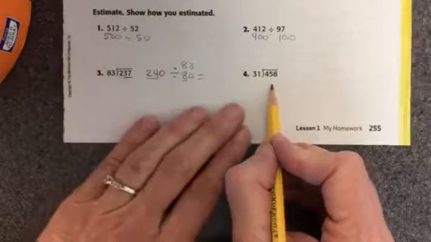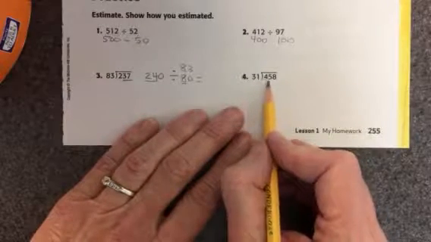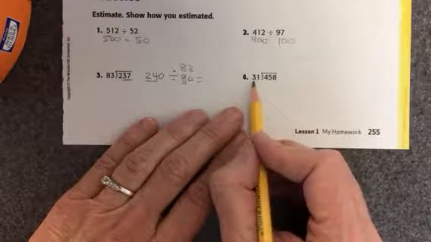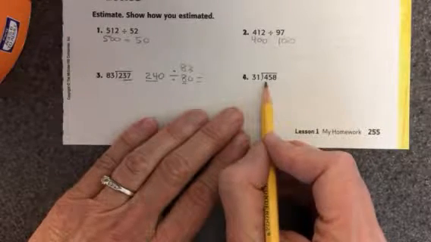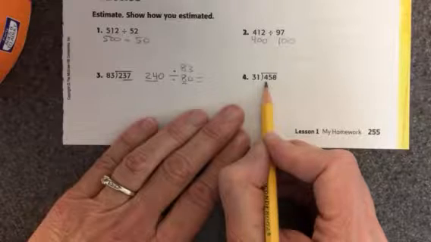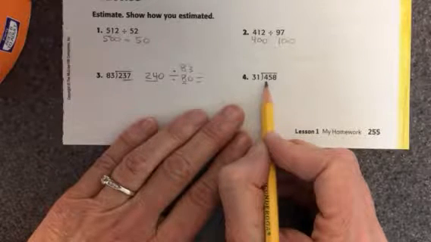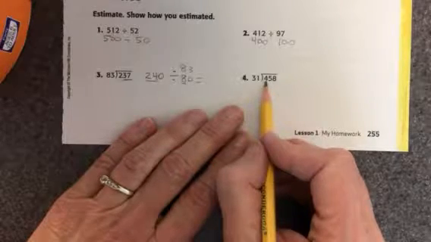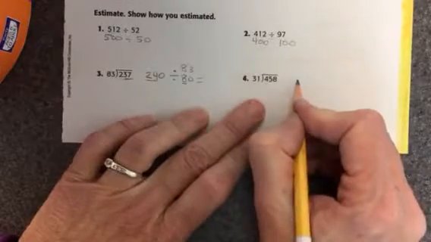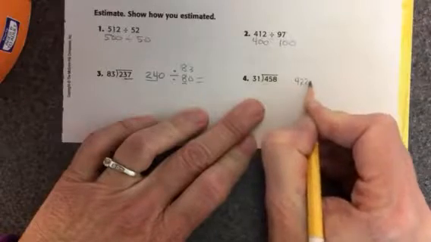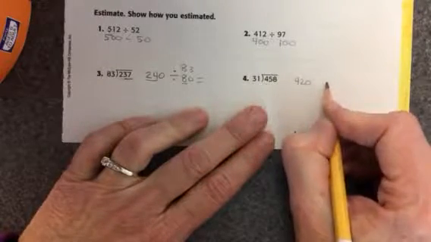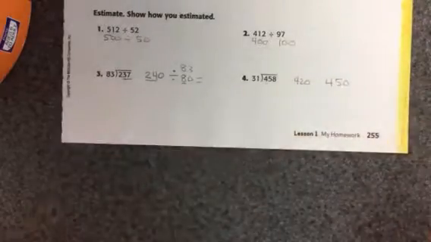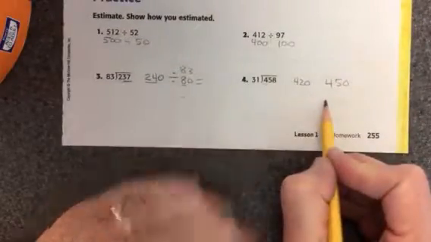And I can do the same thing here. 458, wow. I need to round to something that 3 can go into easily. 3 doesn't go into 4. I bet 3 would go into 42. So I could round to 4,200, or I could also round to 4,500. That would work also. Okay, either of those two numbers would work.